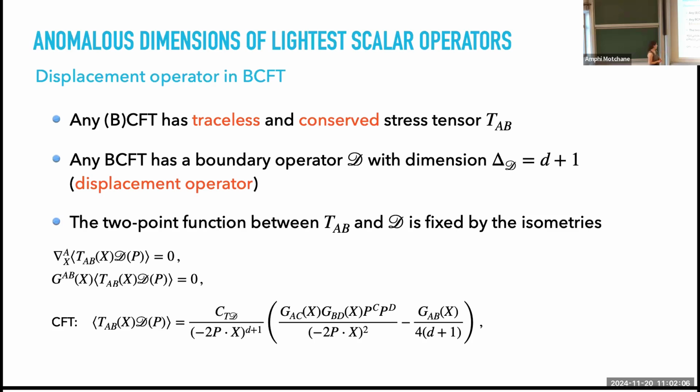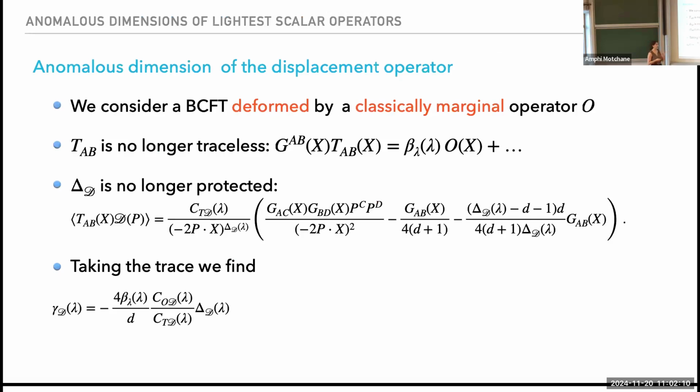Okay, what happens if we turn on some classically marginal deformation in the bulk? The theory in the bulk becomes a QFT in AdS. So the theory in the bulk is a quantum field theory and no longer a CFT.